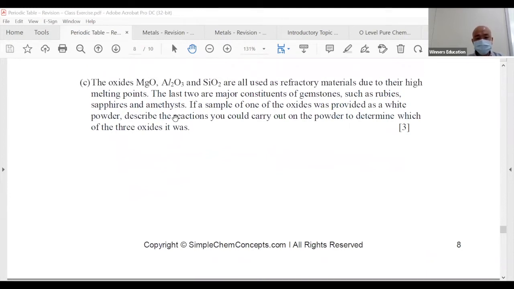The oxides MgO, Al2O3, and SiO2 are used as refractory materials. They tell me a lot of story. Keyword, high melting point, maybe. The last two are gemstone. I don't know about gemstone.